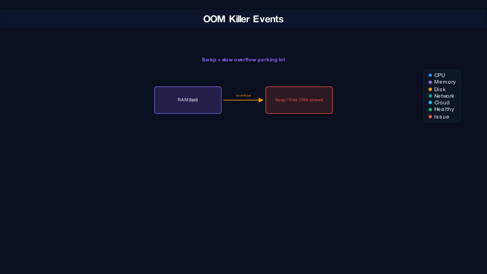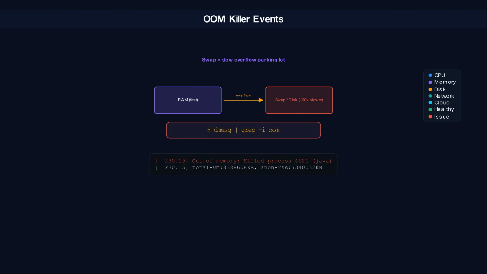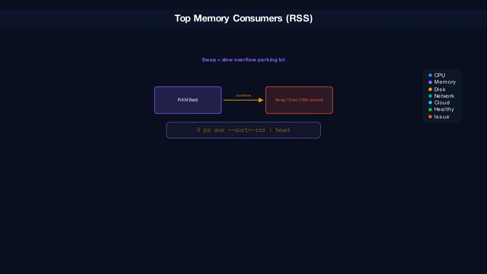It means the kernel is doing read and write system calls to the swap device every time a process touches a swapped-out page. Next, check for OOM events. Run dmesg | grep OOM or journalctl -k | grep OOM. If the kernel OOM killer has been active, you will see lines showing which process was killed and how much memory it was using. To find the biggest memory consumers, use ps aux sorted by RSS.